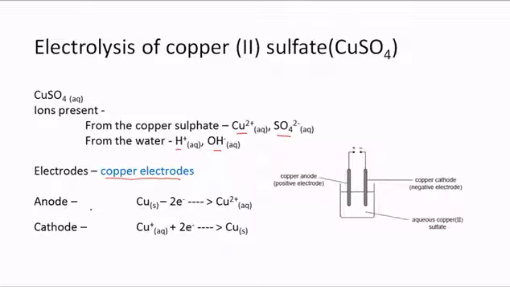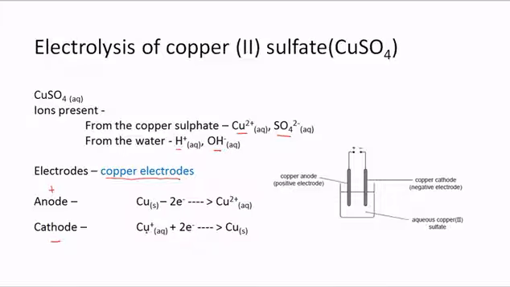Now at the anode, what is happening is that the copper electrode is being converted into copper ions. Remember the anode is positive and the cathode is negative. So at the anode, the SO4 2- and the OH- ions are drifting towards it. However, the copper is being converted into Cu2+. So the half equation is Cu - 2 electrons produces Cu2+.